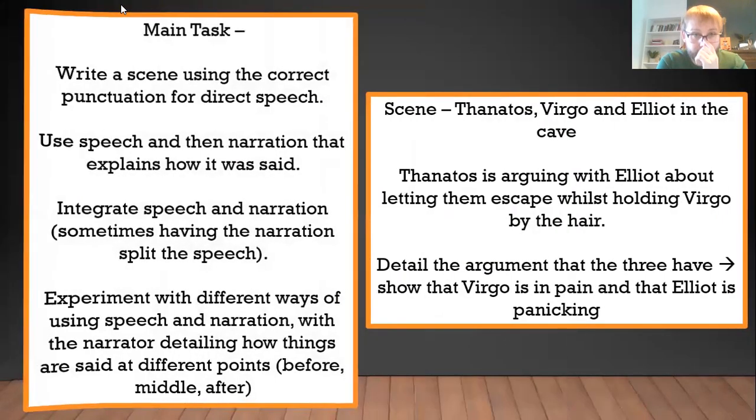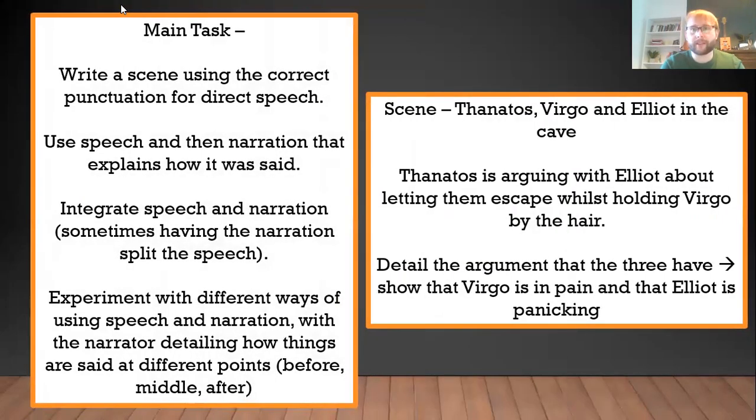Your main task then today, maybe move my face over there. Your main task is to write a scene using the correct speech punctuation. You should use speech and narration so that you're explaining how each bit of speech was said. And I'd like you to try and integrate speech and narration, sometimes having the narration split the speech up. And then finally, having a go at experimenting with different ways of using speech and narration, with the narrator detailing how things are said at different points, before, middle, and after.